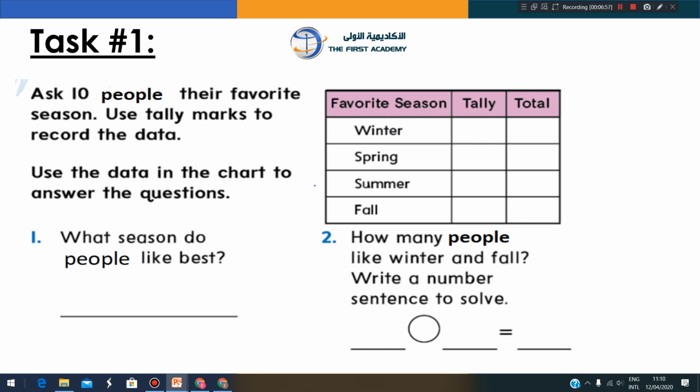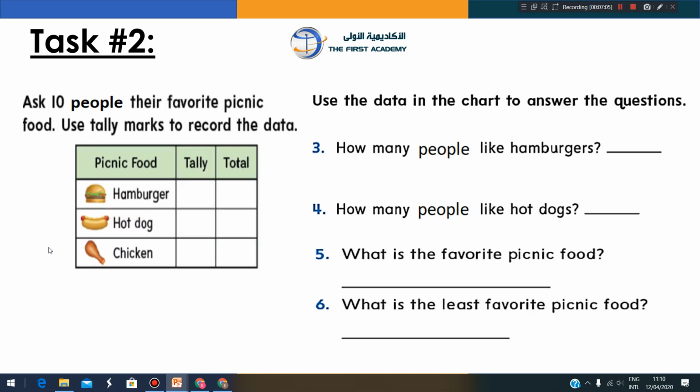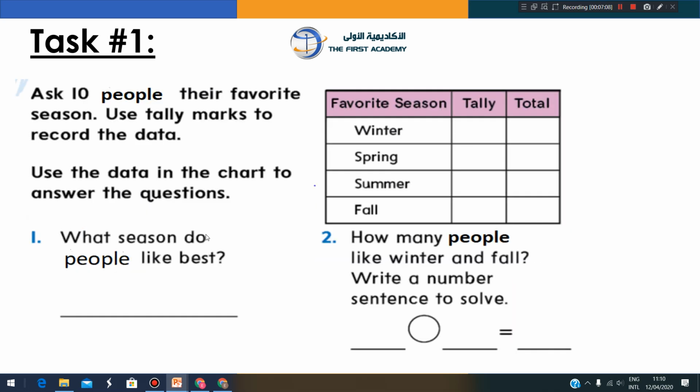Now, you can go around your house and ask them, what season do you like the best? Right here in number one, this is your question. What season do people like best? So you go around your house and you ask your family, your brothers, your sisters. If you have less than 10 people, because we are asking this question to 10 people, you can call your family, call your aunt, your uncle, your grandma, your grandpa, your cousins. You can even call your friends.